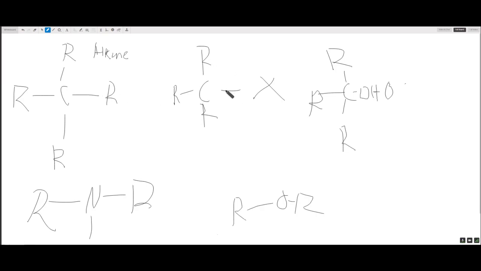Then we have a carbon bonded to an alkyl halide. This is an alkyl halide. It's a single bond to a halogen, or a halide, and they are called alkyl halide. The important thing about everything you see here: this is an alcohol. It's a single bond to an OH group.